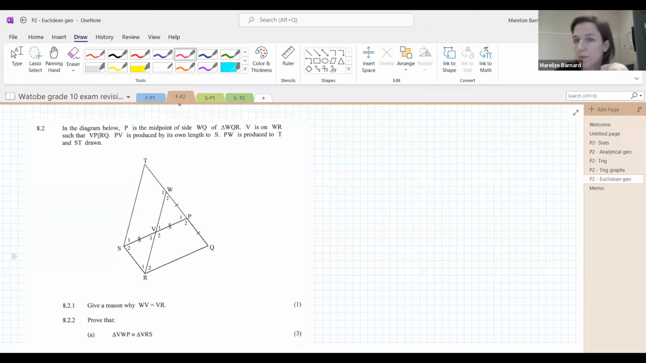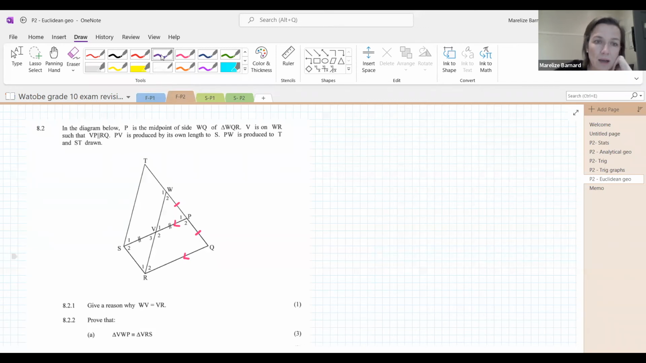Okay, I just want to make sure we managed to finish this question before the end of the lesson. So we read in the diagram below, P is a midpoint, and that's shown, so you can highlight that. And V is on WR such that VP is parallel to RQ. So that's great because that means you've got midpoint theorem.